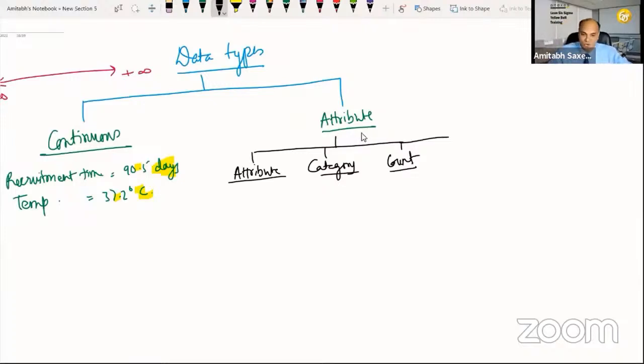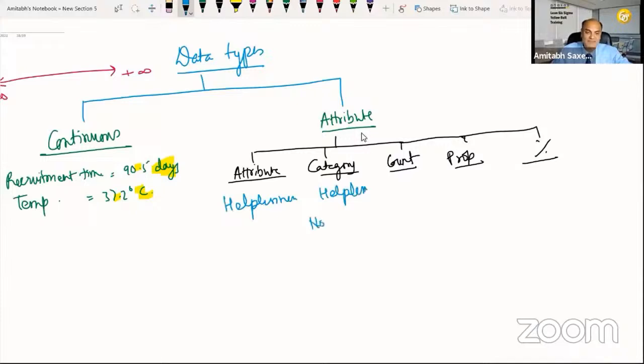Satisfaction, helplessness. Okay. Gender. Okay, you can. Gender so easy. Male and female, I can categorize them. Proportion and percentage. Very good. Now, I'll take an example which I really liked: helplessness. Feeling helpless and not feeling helpless.